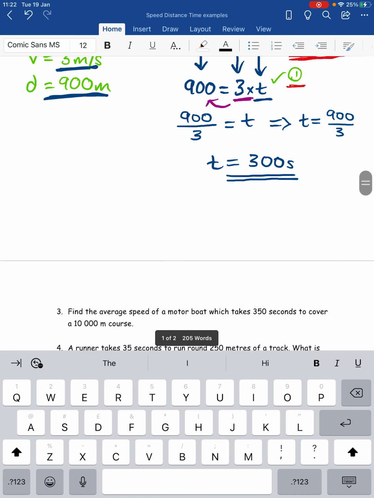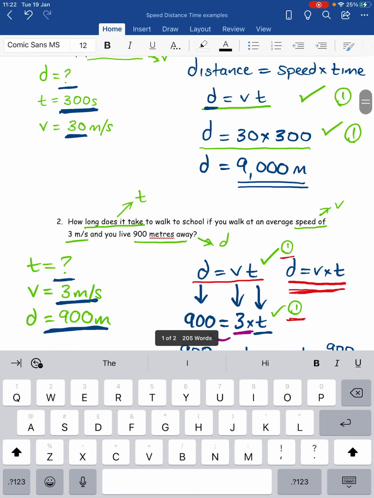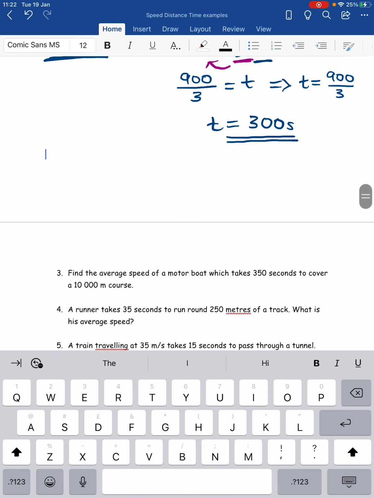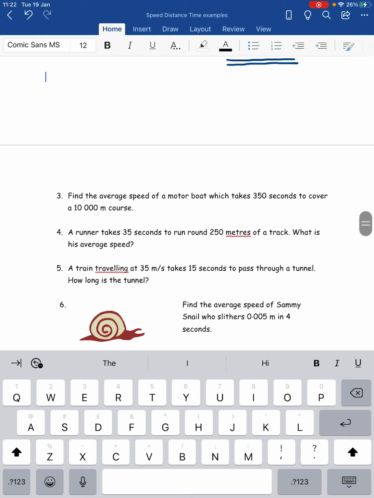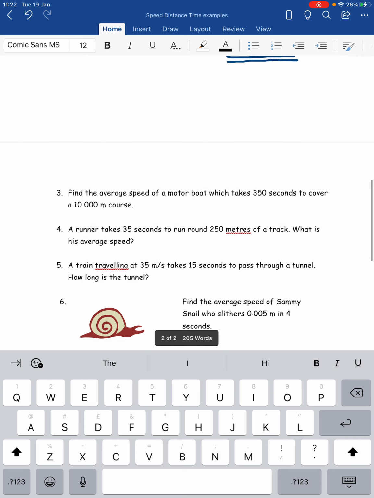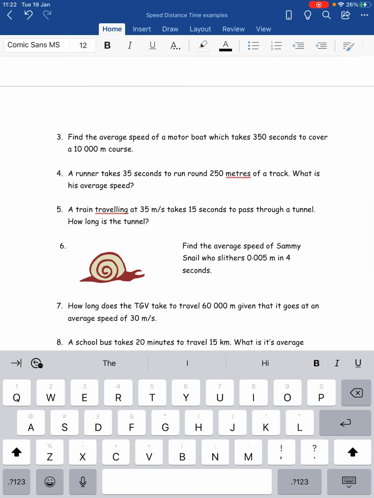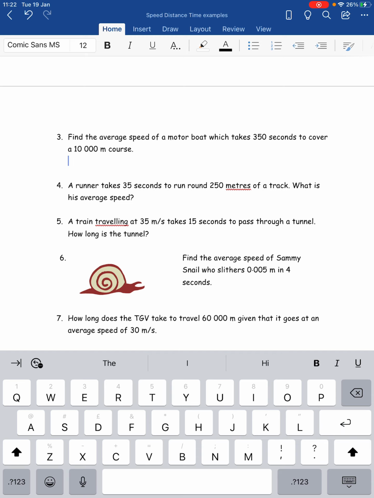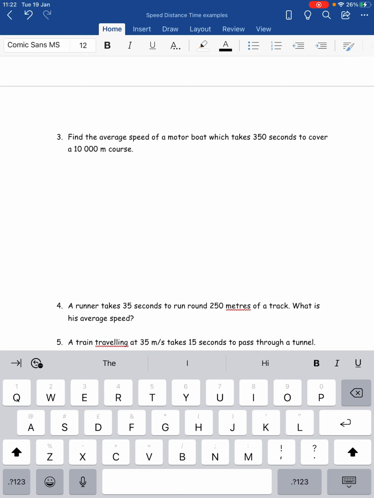Okay, let's try one more example. We've worked out a distance. We've also worked out a time, so let's work out a speed now. Find the average speed of a motorboat which takes 350 seconds to cover a 10,000 metre course. So the same steps are going to be followed again.